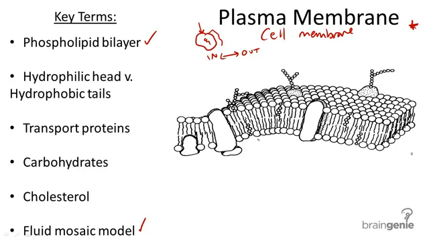Think of it like the bouncer at a concert. The bouncer, like this membrane, chooses who enters and who leaves the show so that it runs smoothly.